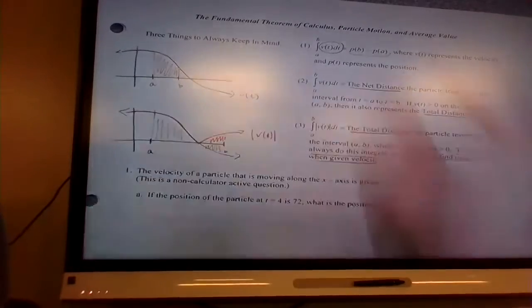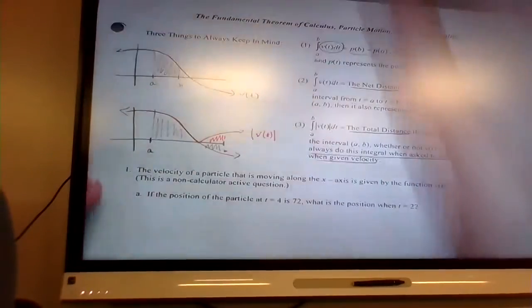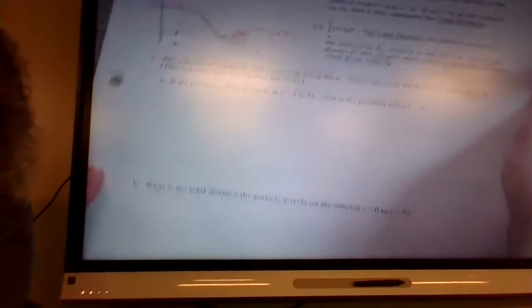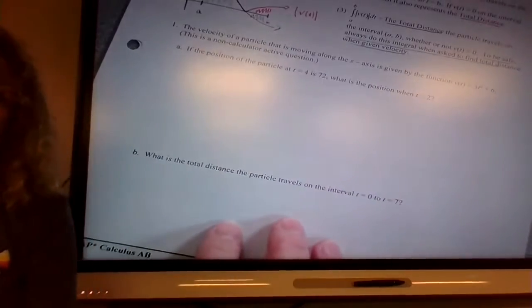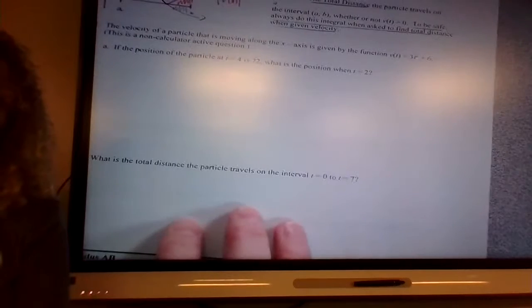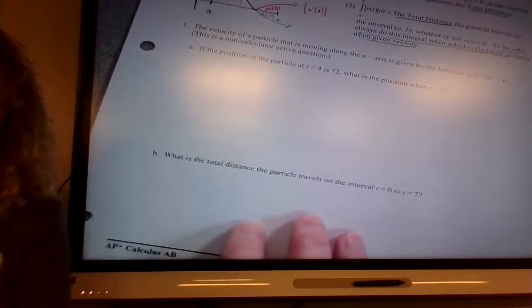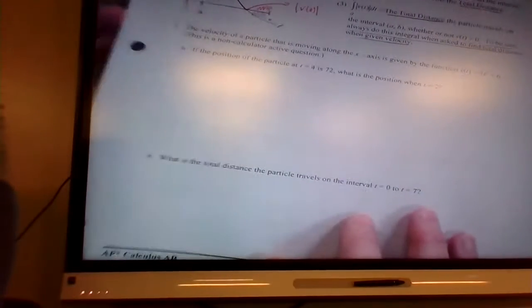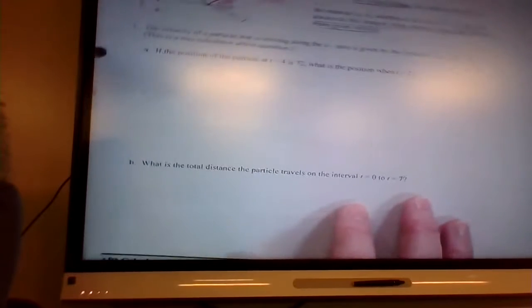All right, so let's do this first problem here. So we've got the velocity of a particle. Hang on. Wrong way. I feel so afflicted. I feel so much like a boomer right now, which I don't know what to do with my hands.